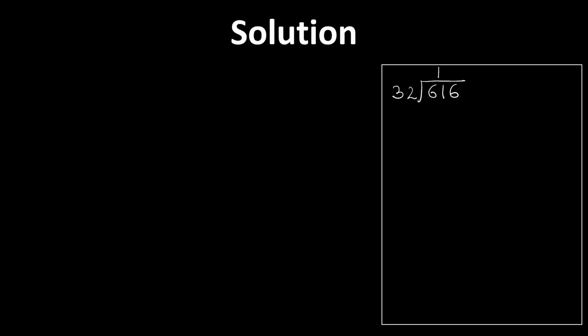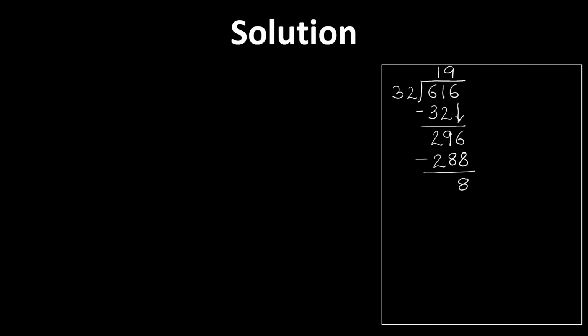Now let's multiply 32 with 1. We'll get 32 here. On subtracting 32 from 61, we'll get 29. Now we are going to bring this 6 down in order to make it 296. So we want a multiple of 32 which is less than or equal to 296. Let's multiply 32 with 9. So we will get 288. Now on subtraction, we will get a remainder of 8. So after dividing 616 by 32, we observe that we are getting a remainder of 8.